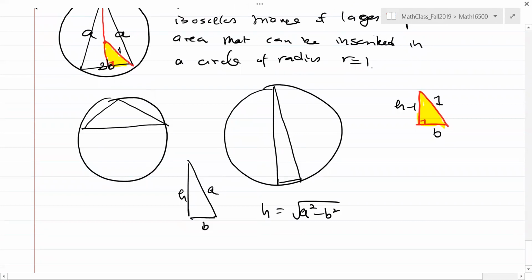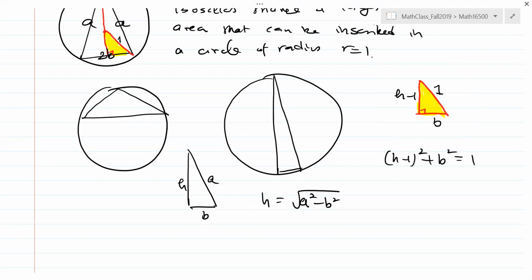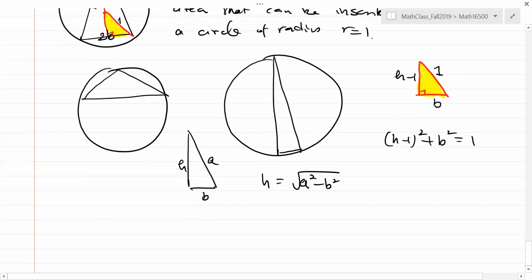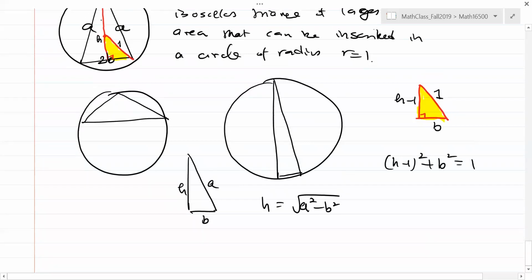H. So this is a right triangle, right? So we need to apply the Pythagorean theorem to get the relationship involving h. So you see that (h minus 1) squared plus b squared equals 1. Okay, right? So my question is, what variable am I going to use? Actually now we have 3 variables, right? A and b and h.